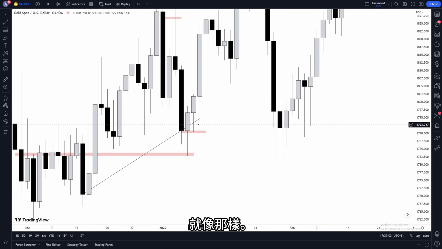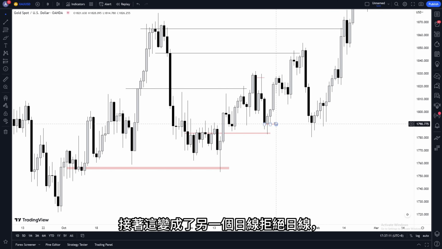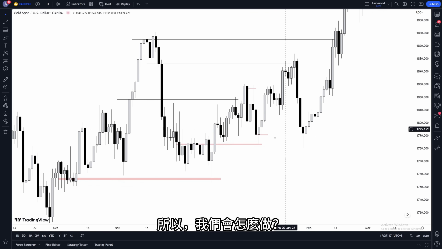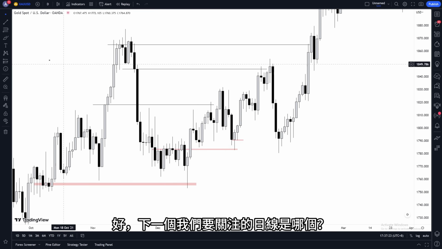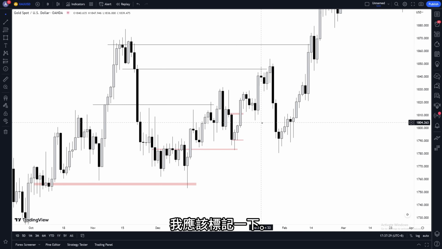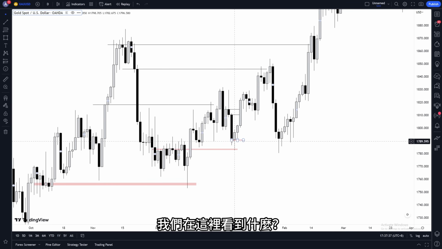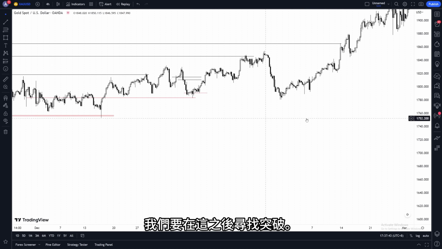Just like that. See how this guy comes in and touches it. So, okay, cool. And then we ride that train just like that. And then this becomes another daily reject daily. So we can take a look at some H4s. How would we do that? We'd see daily reject daily, and then we would want to mark out what's the next daily that we want to pay attention to. The next daily would obviously be this one, and obviously this one. I should mark them with lines. Obviously these two. And we see over here what? Daily reject daily, right? And we're going to look for a breakout after that.